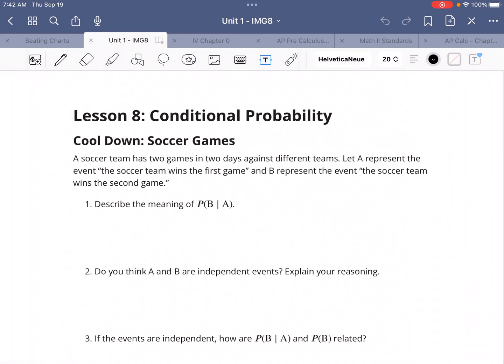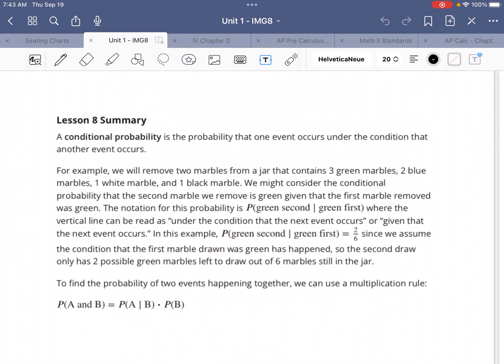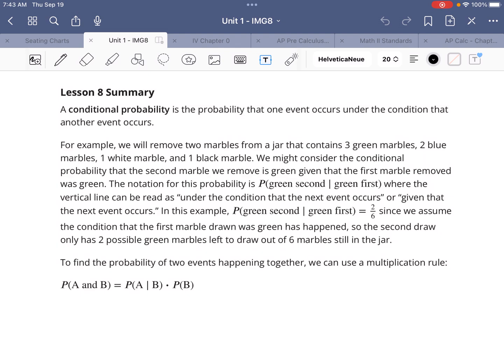All right, lesson 8, conditional probability, and the cooldown called soccer games. So we're talking about conditional probability. Now, conditional probability basically means the probability that one event occurs under the condition that another event occurs.